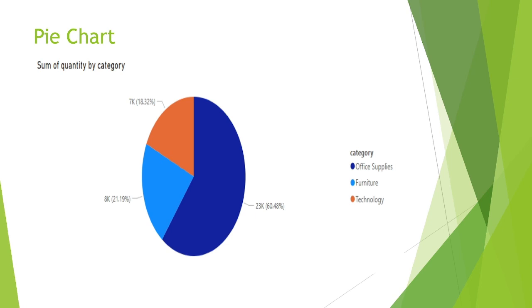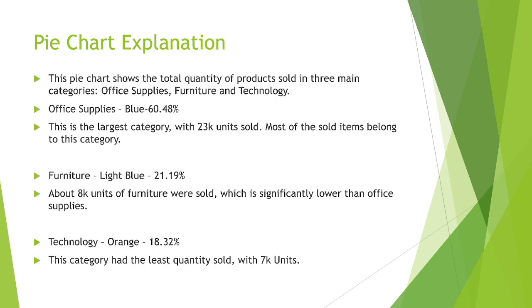And second is furniture, light blue and 21.19%, about 8K units of furniture were sold, which is significantly lower than office supplies. And third is technology, orange color here, and 18.32%. This category had the least quantity sold with 7K units. So this is the pie chart, sum of quantity by category, and this is the explanation of pie chart.